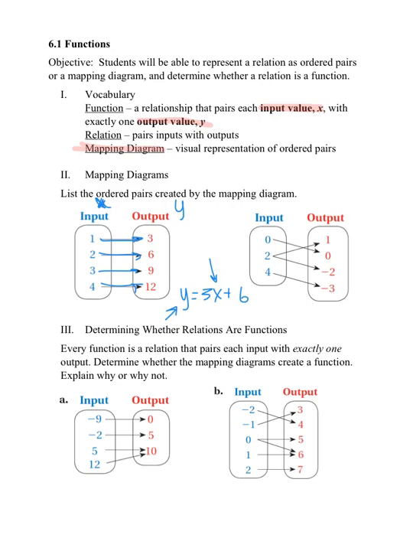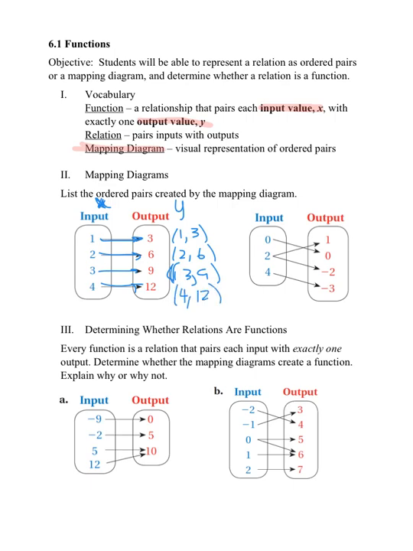So for something like this, you can write the different ordered pairs for it. So the first ordered pair that you have here is 1, 3. Since your input is 1, the output is 3. That's your first ordered pair. The second one is 2, 6. The third one is 3, 9. And then the fourth one, that is a 3, not a 13. The fourth one is 4, 12.